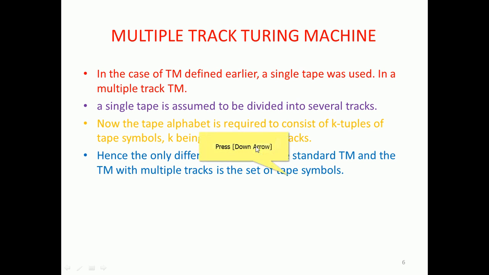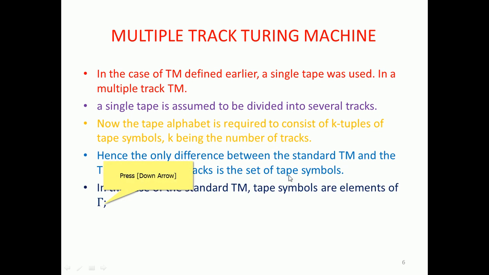So the only difference between the standard Turing machine and the Turing machine with multiple tracks is the set of tape symbols. In the standard Turing machine, tape symbols are elements from the set lambda. The tape symbols we can borrow from here.